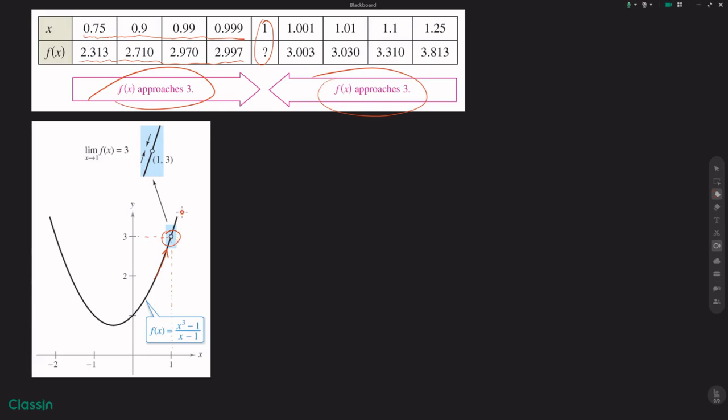You can see that from the other side of the graph, right? Just follow the trend of the graph. So there's no way we can miss that trend of the graph, right? So it's just pointing at that number 3, okay? And that says something about the concept of limit.